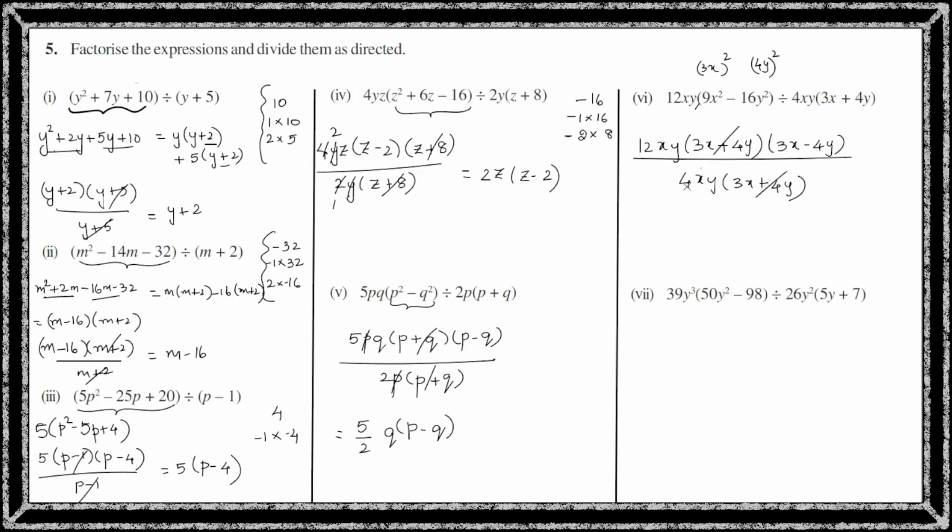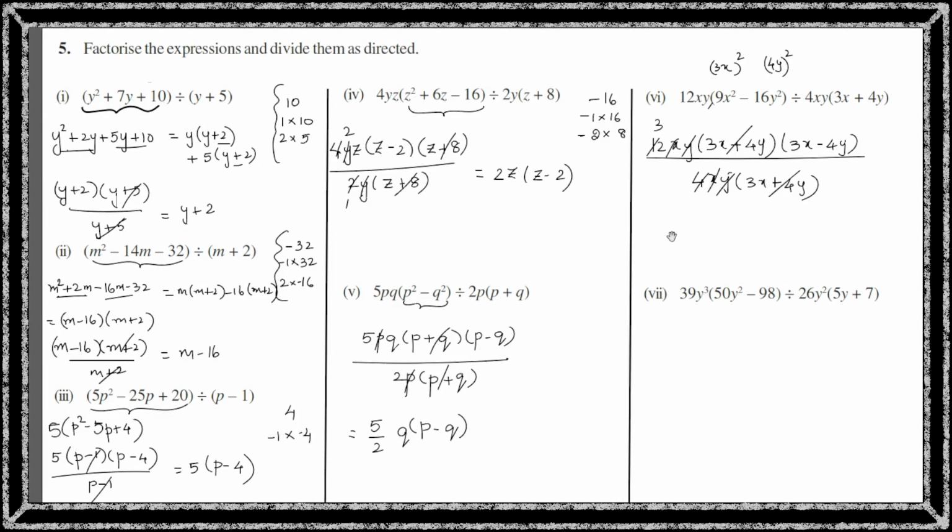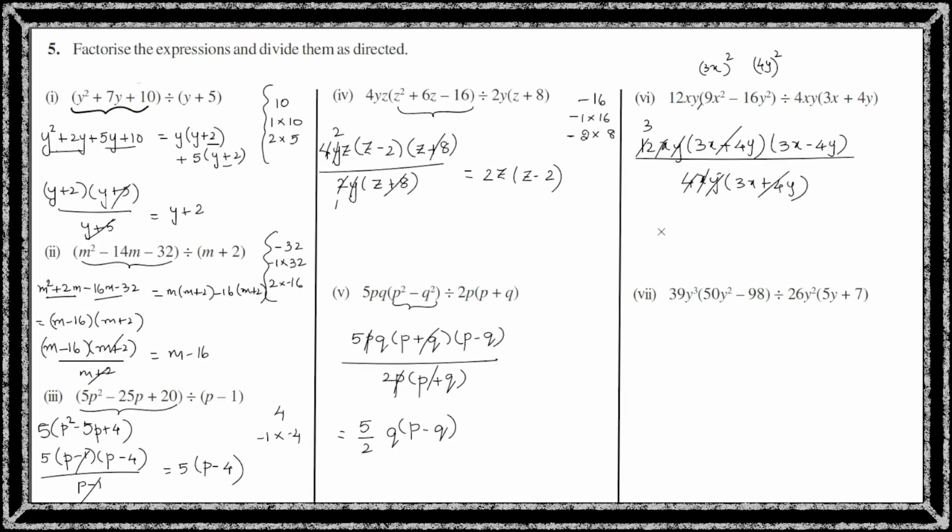Okay, so 3x plus 4y is common. 4 3s is 12. X gets cancelled. Y also gets cancelled. And so I have 3 times of 3x minus 4y. That is my answer. Next question, last question. I have 50y square minus 98, right?